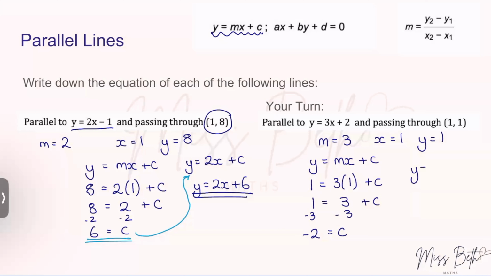So I've got y is equal to 3x minus 2, and that would be my final answer for that question. So hopefully you did okay. We are now moving on to the distance formula. There will be more practice of this in the questions that are sent out, okay?